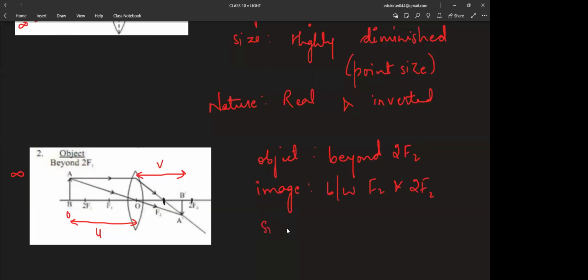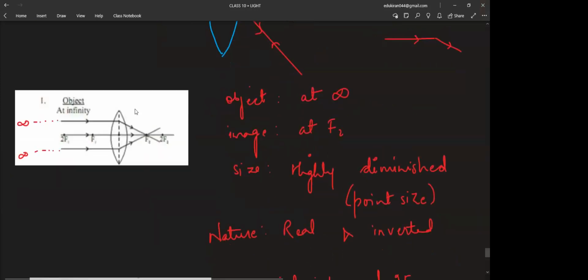Can you tell anything about the size, Zoha? The size is small. Size is small. Yeah, this is diminished only. And when we are talking about the nature, it is again real and inverted. See, this is the image, but this was the object. So this is real and inverted. Fine, write down these two cases first, then I'll discuss some more. Okay.